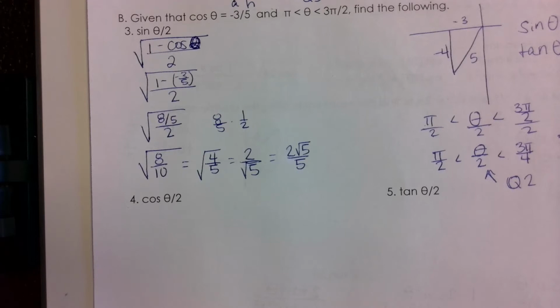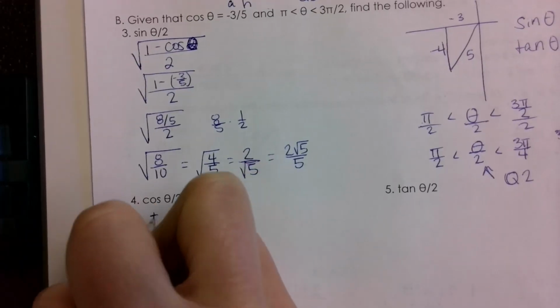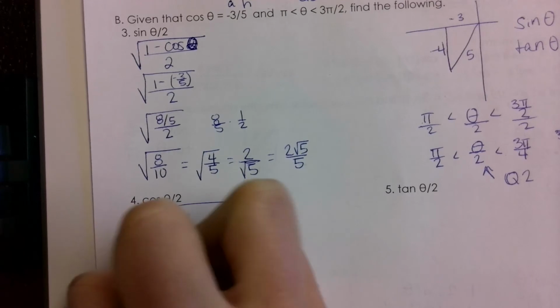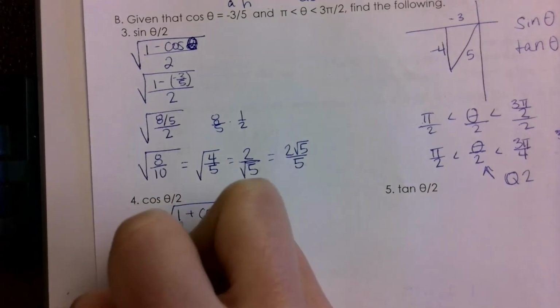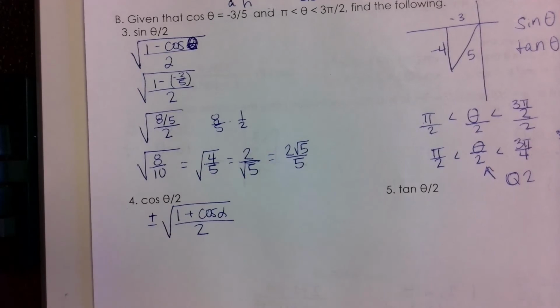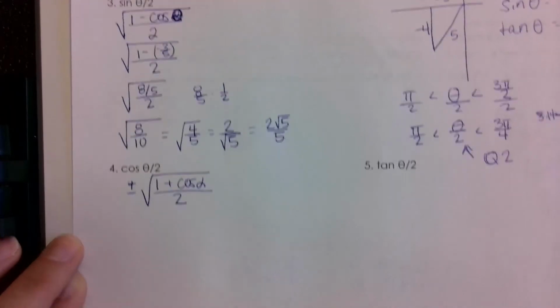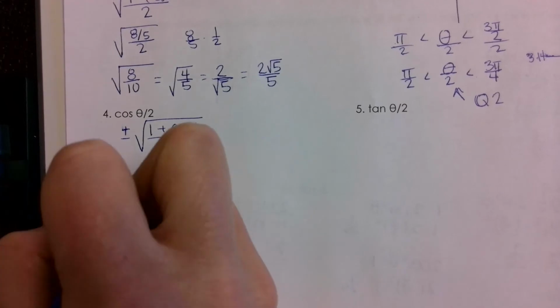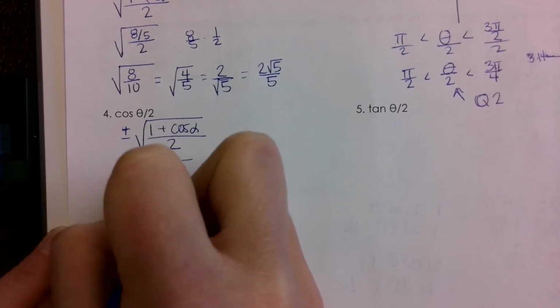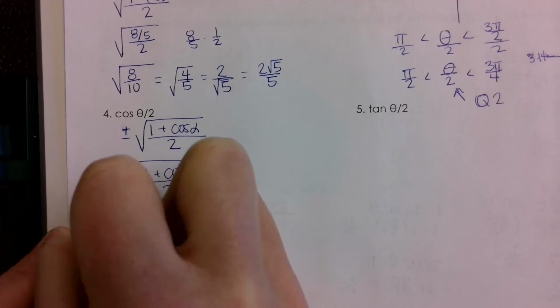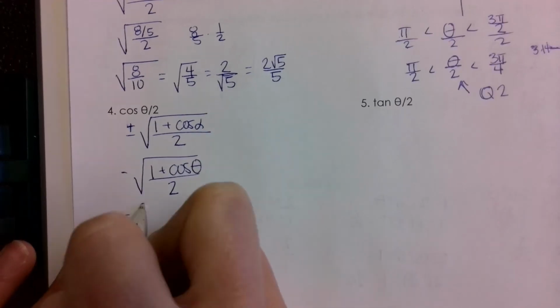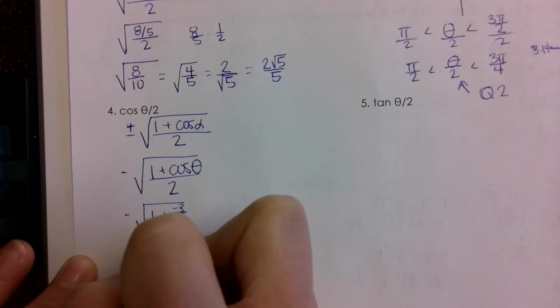All right, so we're going to do the same thing for cosine. Our rule for cosine is on the front, so we'll have to flip back and forth. Square root of 1 plus cosine of alpha over 2. Again, we're in quadrant 2 for theta over 2. What sign is cosine in quadrant 2? Negative. So we'll be doing negative square root of 1 plus cosine theta over 2. So we'll have negative square root of 1 plus negative 3 over 5, all over 2.